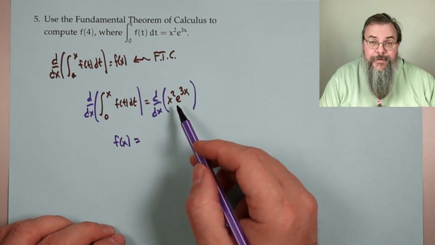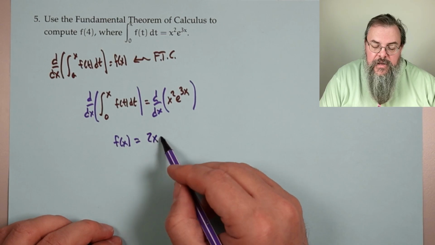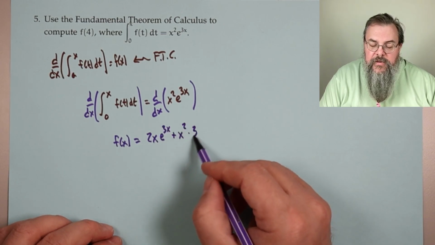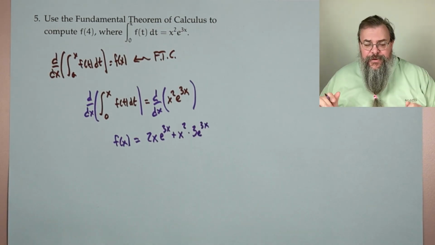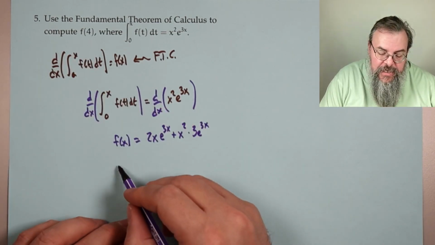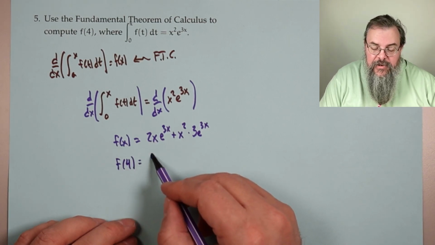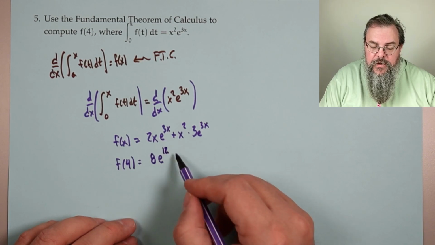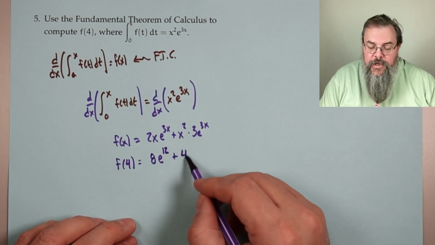Well, on this side, use your rules. So we have the derivative of the first, 2x, times the second, plus the first, x squared, times the derivative of the second, 3e to the 3x. Now this gives f for any value of x. What do we need? f of 4. So we plug in: f of 4 equals 2 times 4, 8, and we have e to the 3 times 4, 12, plus 4 times 4, 16, times 3, 48.